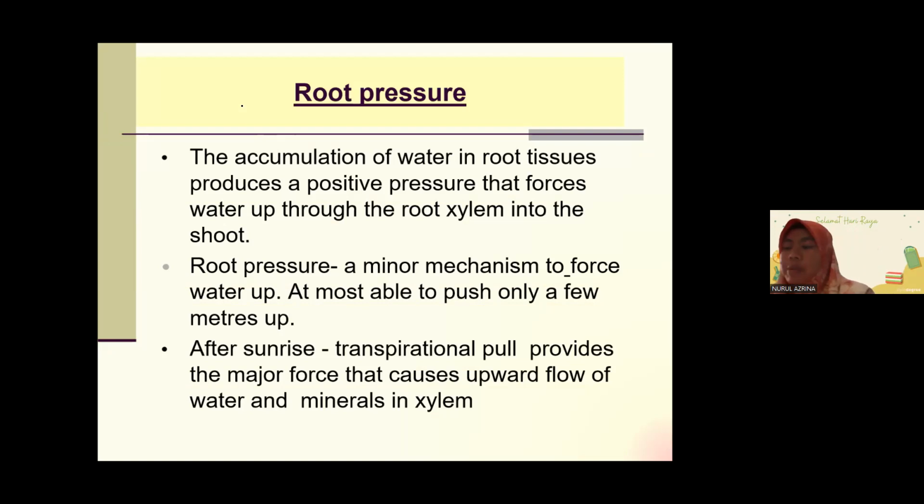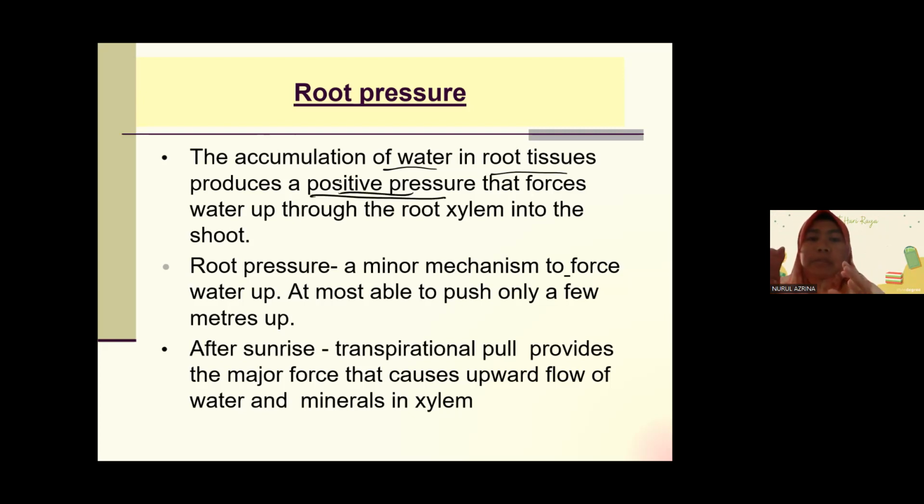Okay, so the accumulation of water in the root tissue. Remember, water keeps on being pulled from the soil into the root. Again, why? Because the water potential of the xylem or vascular cylinder in the root is lower compared to the water potential in the soil. So that is what makes water diffuse by osmosis from the soil into the root cell or root tissue, and then into the root xylem. Okay, accumulation of water in the root tissue produces positive pressure.